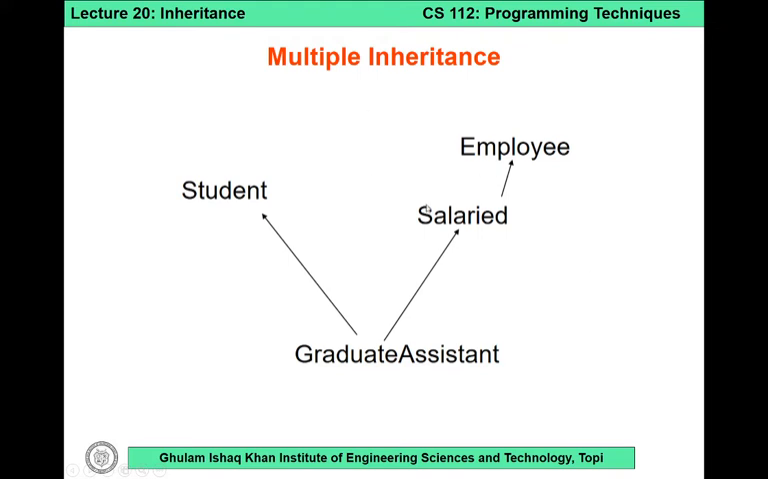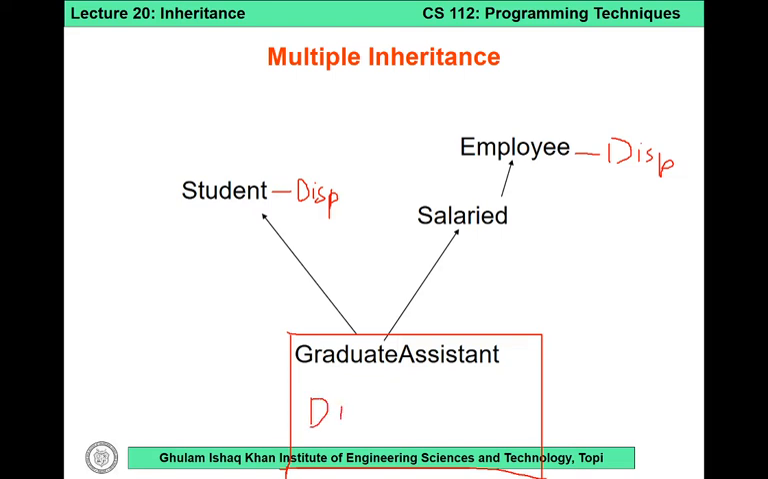For example, here we have this hierarchy of classes, and let's say the student class has a function named display, right? And we have an employee. The employee class also has a function named display, right? And this salaried class has some other functions. This graduate student has some other functions, but in this graduate student class we call the function display. We do not have it here in the graduate student class, but we simply are calling this function. Now what will happen? It will search for this display function in the graduate student class. It will not find it, then it has multiple parents.